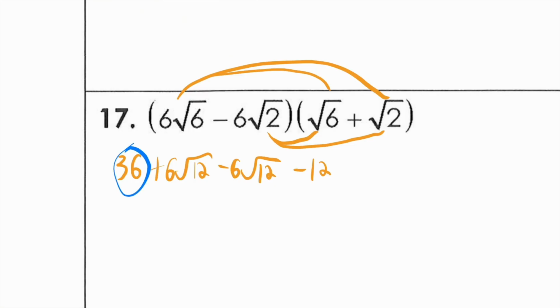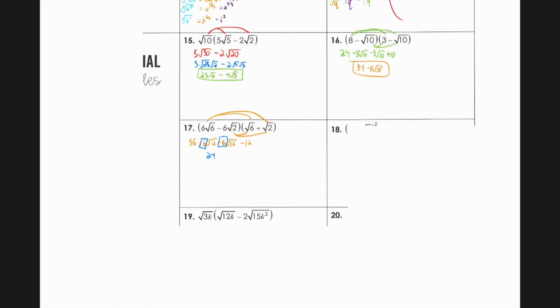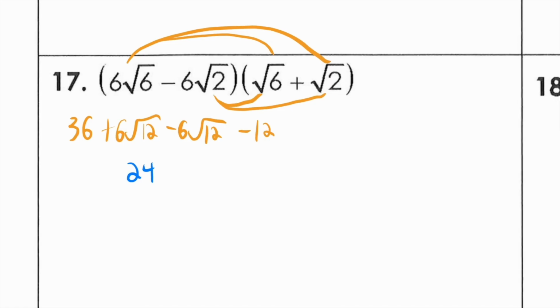So 36 minus 12 is 24. And I see, oh, I can simplify these square root 12s, but more importantly, I can combine them. And that's actually going to eliminate my need for simplifying those, because it's going to eliminate them because they're opposites. It's 6 and negative 6. So I just have 24 here.